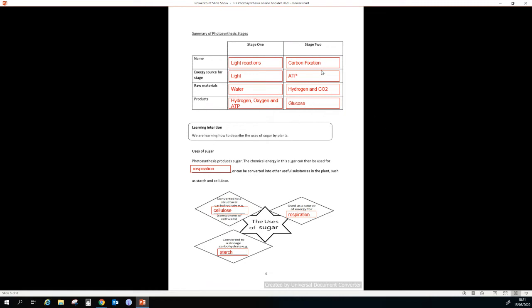So you might be thinking, well, actually, it looks like light and temperature and CO2 are going to be quite important in this reaction. We'll talk about that.